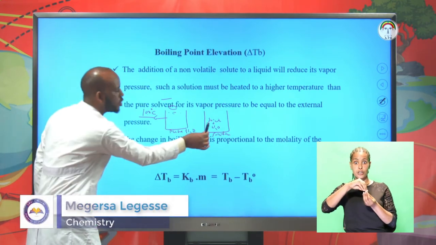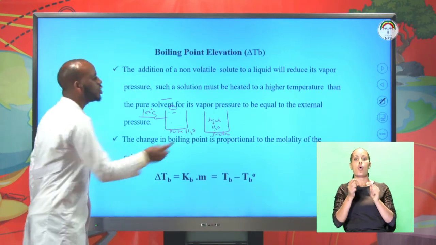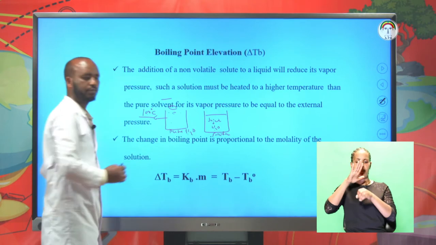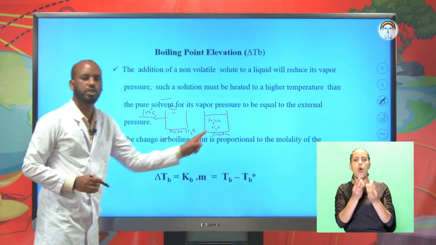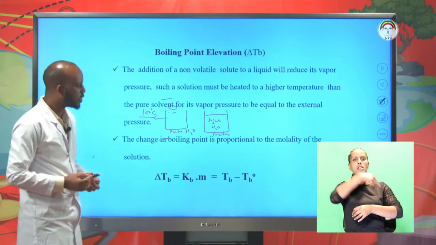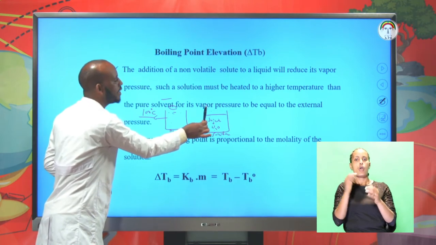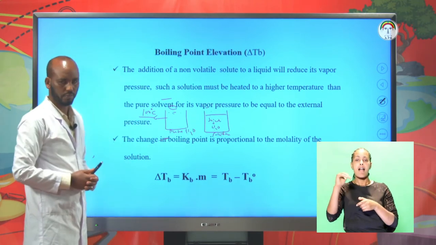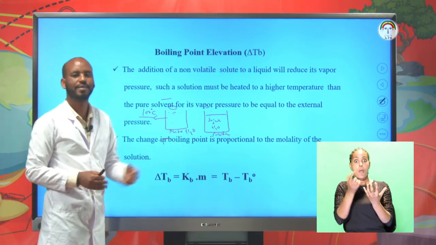Addition of a solid into a solvent lowers its vapor pressure. Therefore, this solution must be heated to a higher temperature so that the vapor pressure of this solution equals its external pressure. The boiling point of this solution is elevated.